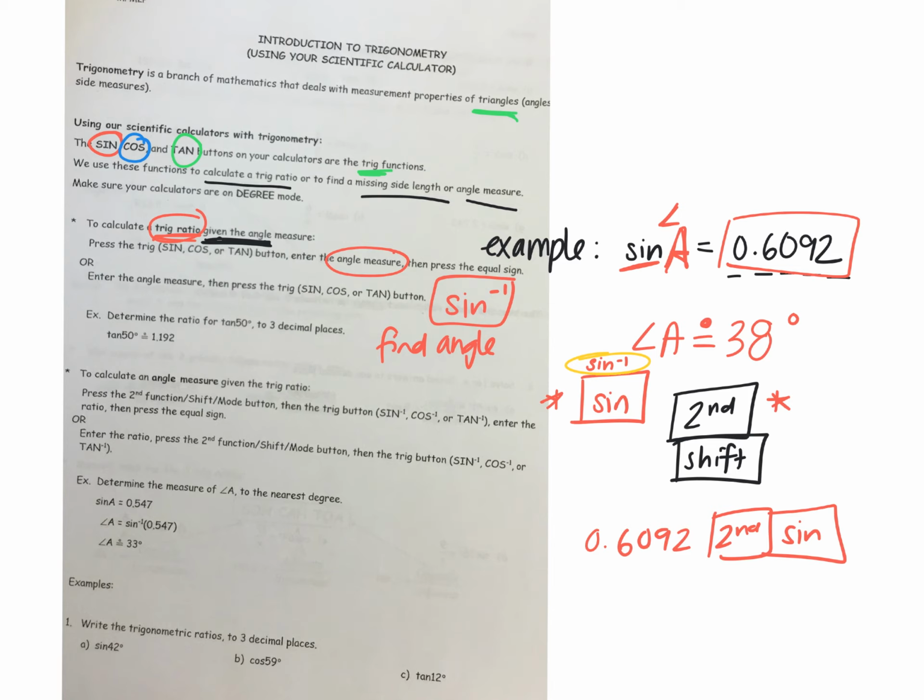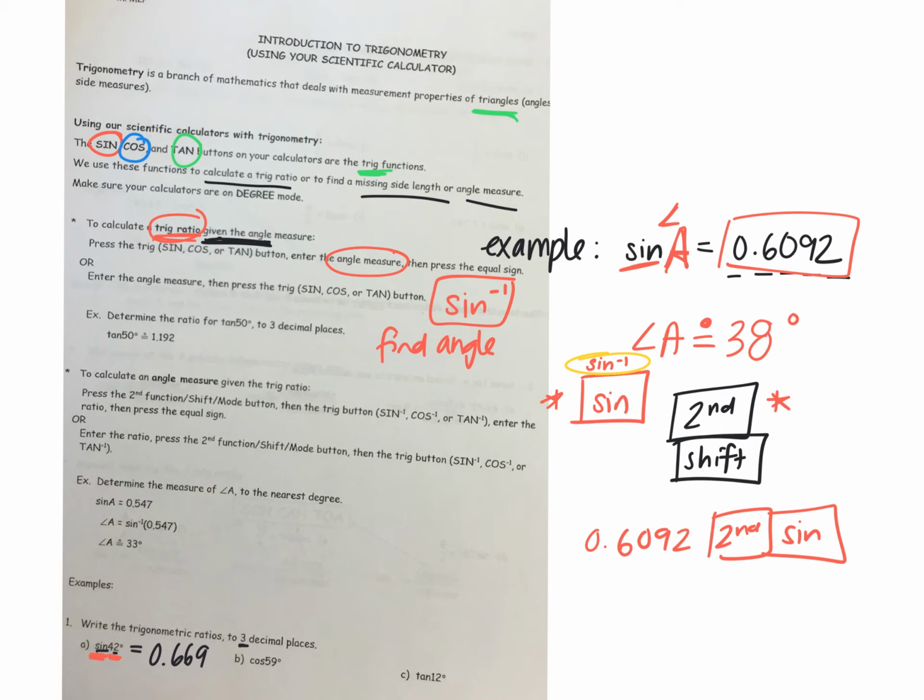If you're given the angle and you want to know the ratio, it's way easier. You just punch in sine, then the angle, 42, and it will spit out the ratio. So what is the ratio of sine 42? You type in sine 42, 0.6691. Here it says 3 decimal places, so 0.669, not 0.6691. Okay, 3 decimal places.